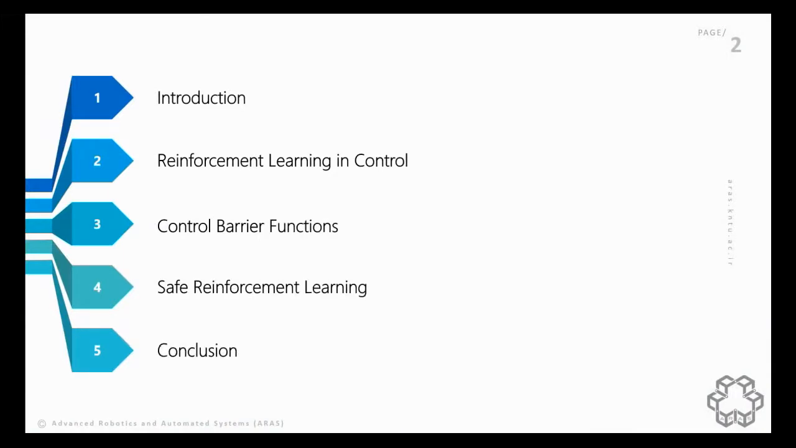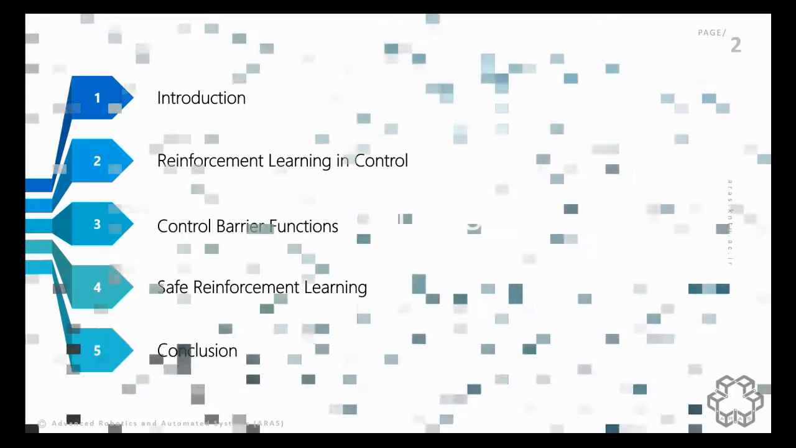First, we have a short introduction about control of safety critical systems when the dynamics of the system is uncertain. Then two important tools that are used in the control design, which are reinforcement learning and control barrier functions, are covered. Then we go through the formulation of safe reinforcement learning, and then we will conclude this presentation.